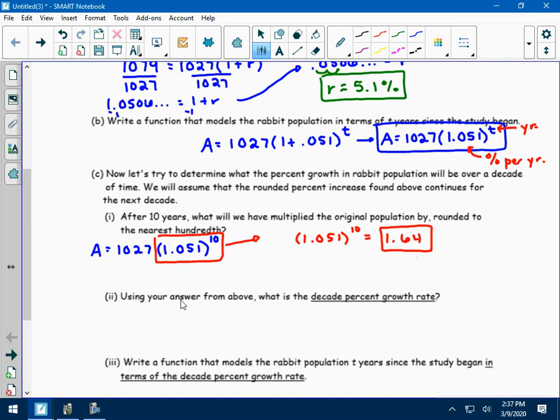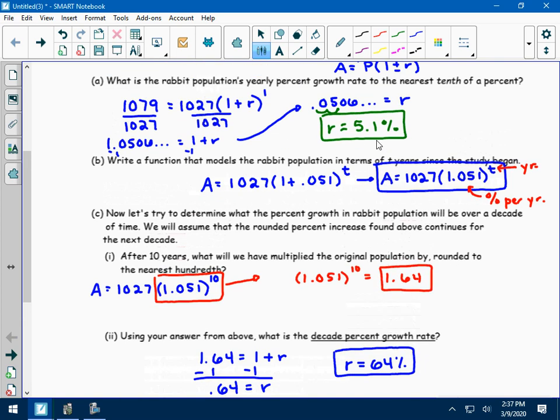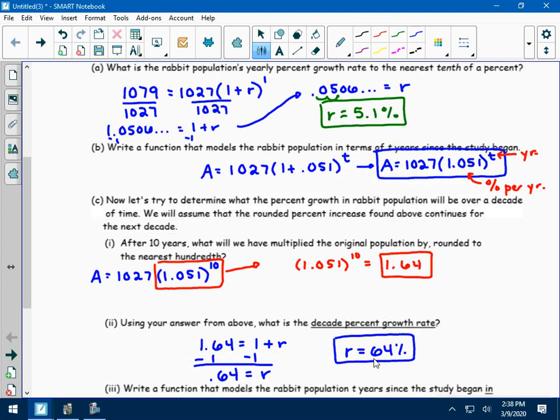Okay, now part 2 says, using your answer from above, what is the decade percent growth rate? Okay, well, that's what we multiplied in over a decade. So 1.64 is what we'd set equal to 1 plus R. Subtract 1, we have 0.64 equals R. So the decade percent growth rate would be 64%. So even though the rabbit population is growing 5.1% per year, the decade growth rate is 64%.